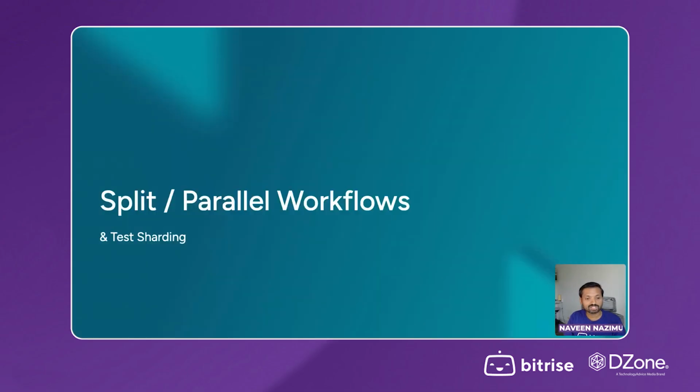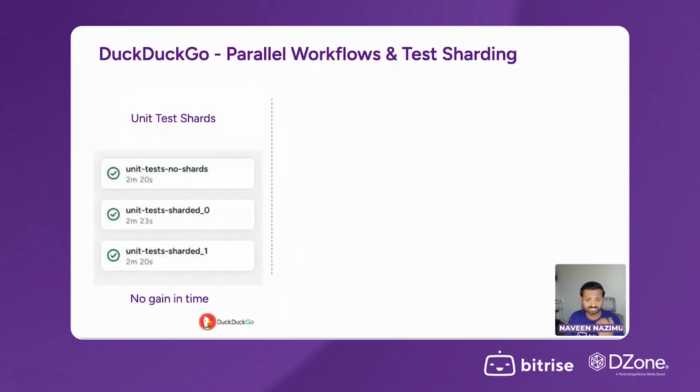So finally, we look at the third strategy, which is split or parallel workflows using test sharding first. So I tried running unit test shards. On the left side, you can see first one is unit test no shards, and the second are with 2 shards. And I didn't see a performance improvement because of the way Gradle is. Both the shards have to be compiled. Again, there's compilation involved in both the shards. So we didn't see any time gain with the unit test.